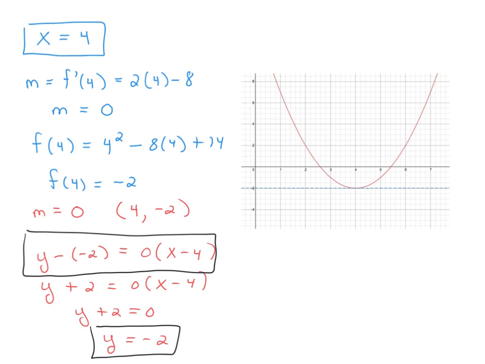Again, for this problem, I went to Desmos and just checked, does this equation that I got here actually look like the tangent line to this graph at x is equal to 4? And the answer is yes. It looks like we get a horizontal line for the tangent line to the graph at this point.